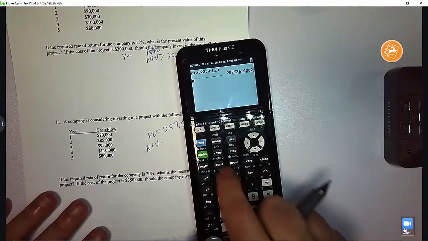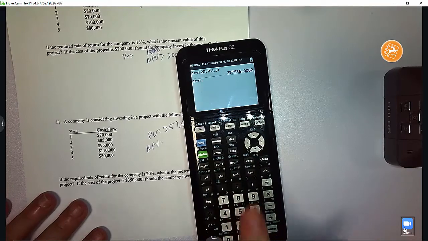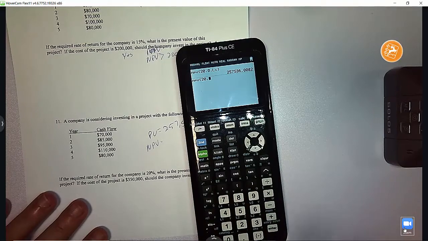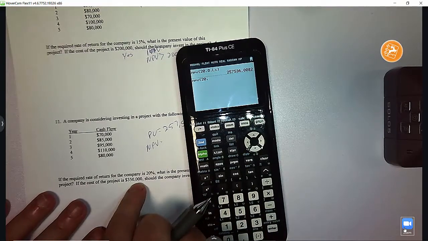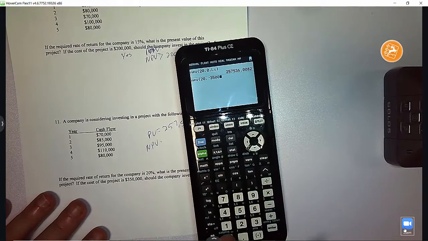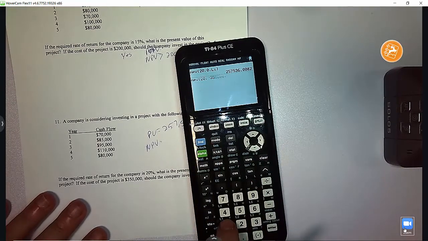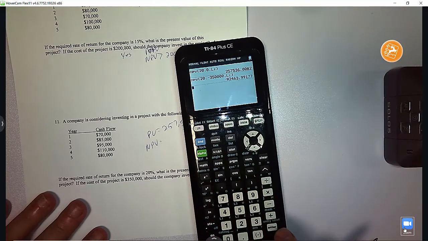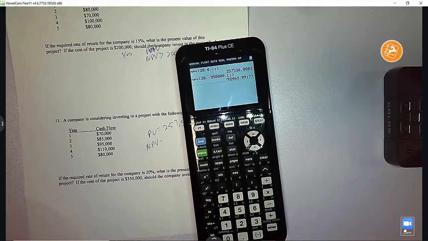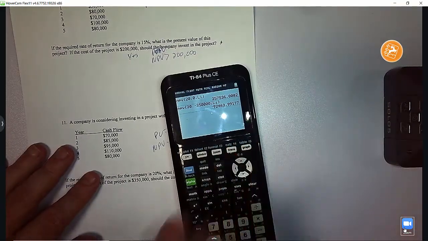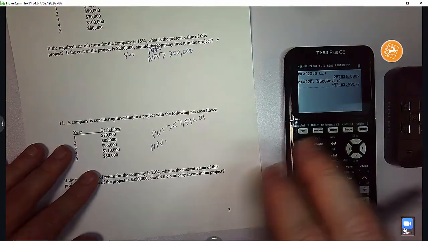So in this case, I'm going to go apps, 1, and then 7 again. Again, my first number is that discount rate, 20. My second number, I'm going to put in this negative 350,000. Okay. And then comma, and then second and L1. I'm going to close that off then and press enter. And now it's going to give me the net present value if I invest that $350,000. So that's negative $92,463.99.